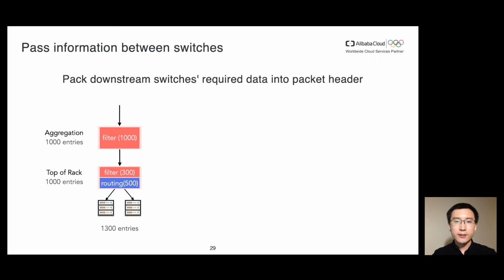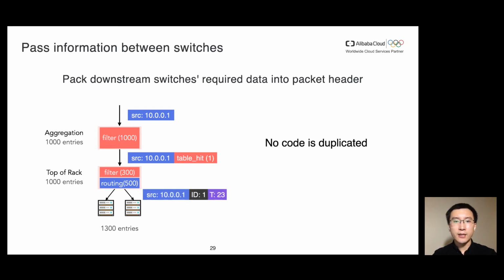We know that in this case, the filter table is split across the two switches, and the downstream Tor switch needs the above table's hit or miss information. So the aggregation switch needs to add the table hit information into the packet header between the two switches so that the Tor switch can react to it. We also encoded other constraints, such as in any path of the scope, there's no code duplicated or missing or reordered.